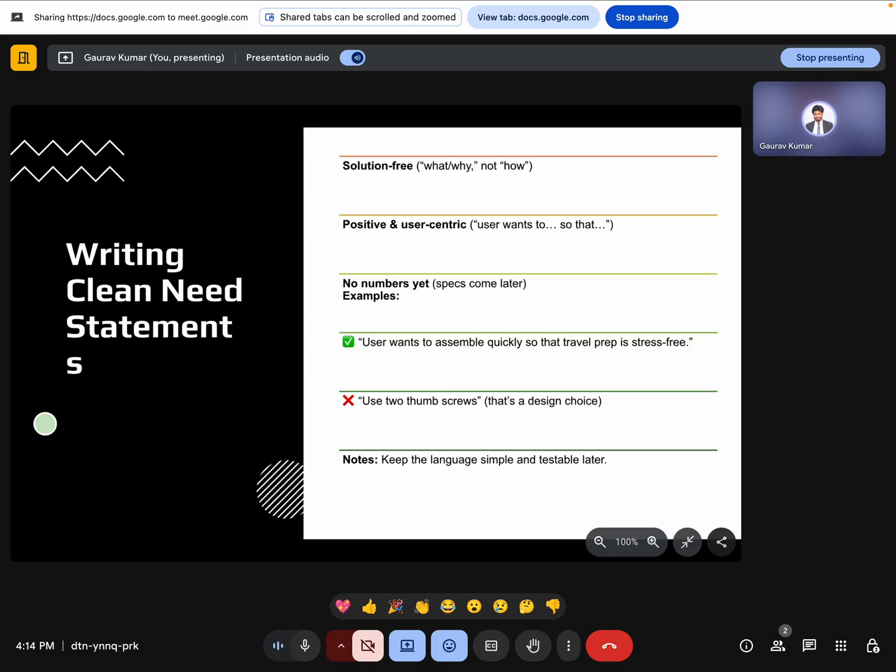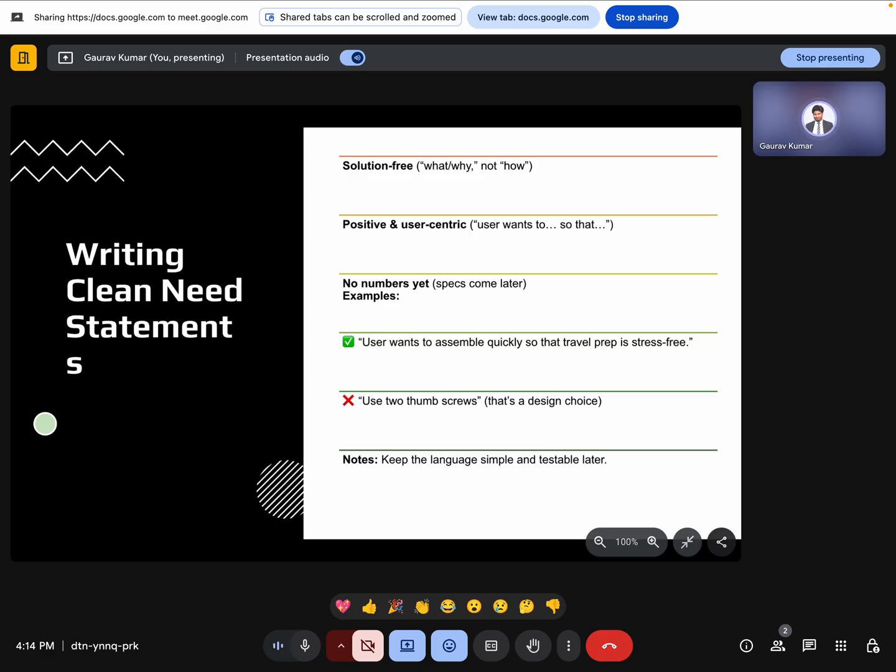A clean need statement expresses what the user wants and why it matters without prescribing how to achieve it. The easiest pattern is "user wants to ... so that ...". This keeps us focused on outcomes rather than mechanism. So I avoid numbers at this stage, because quantification belongs to specifications, not needs.